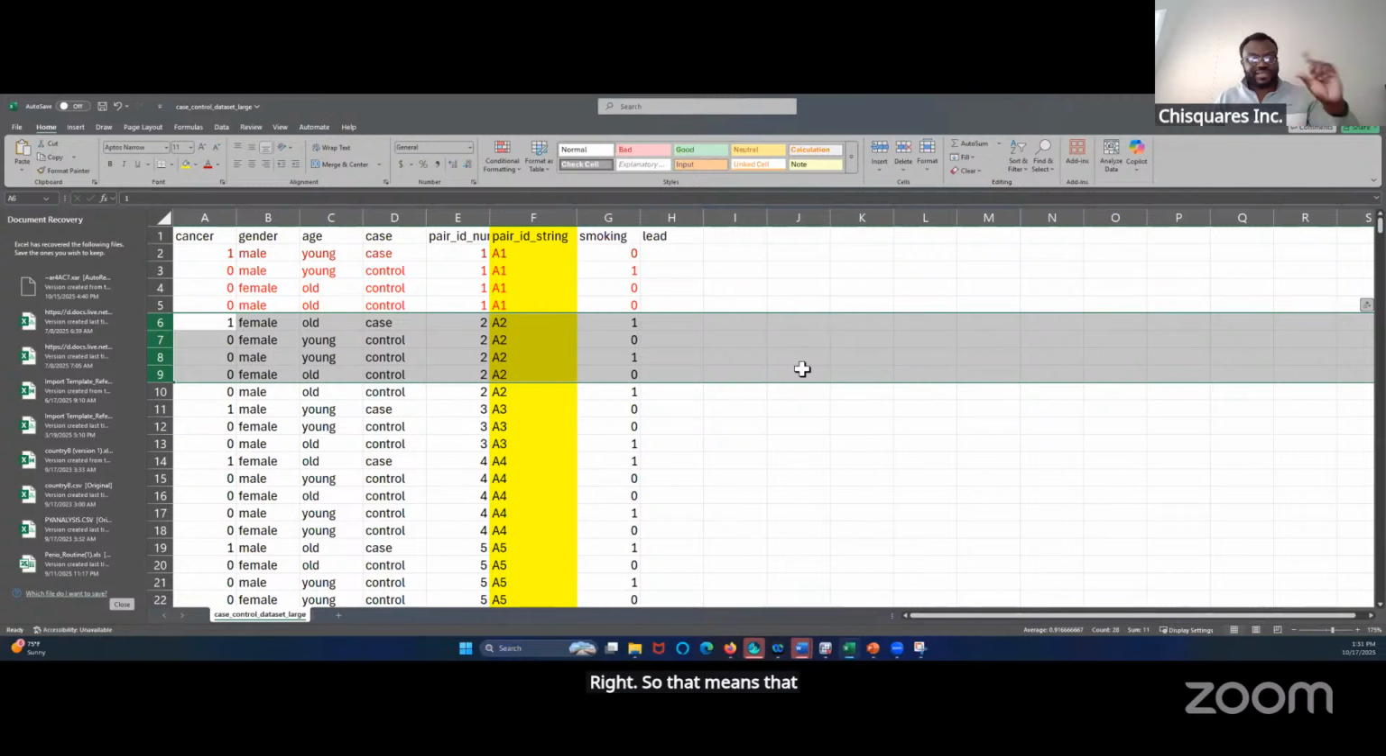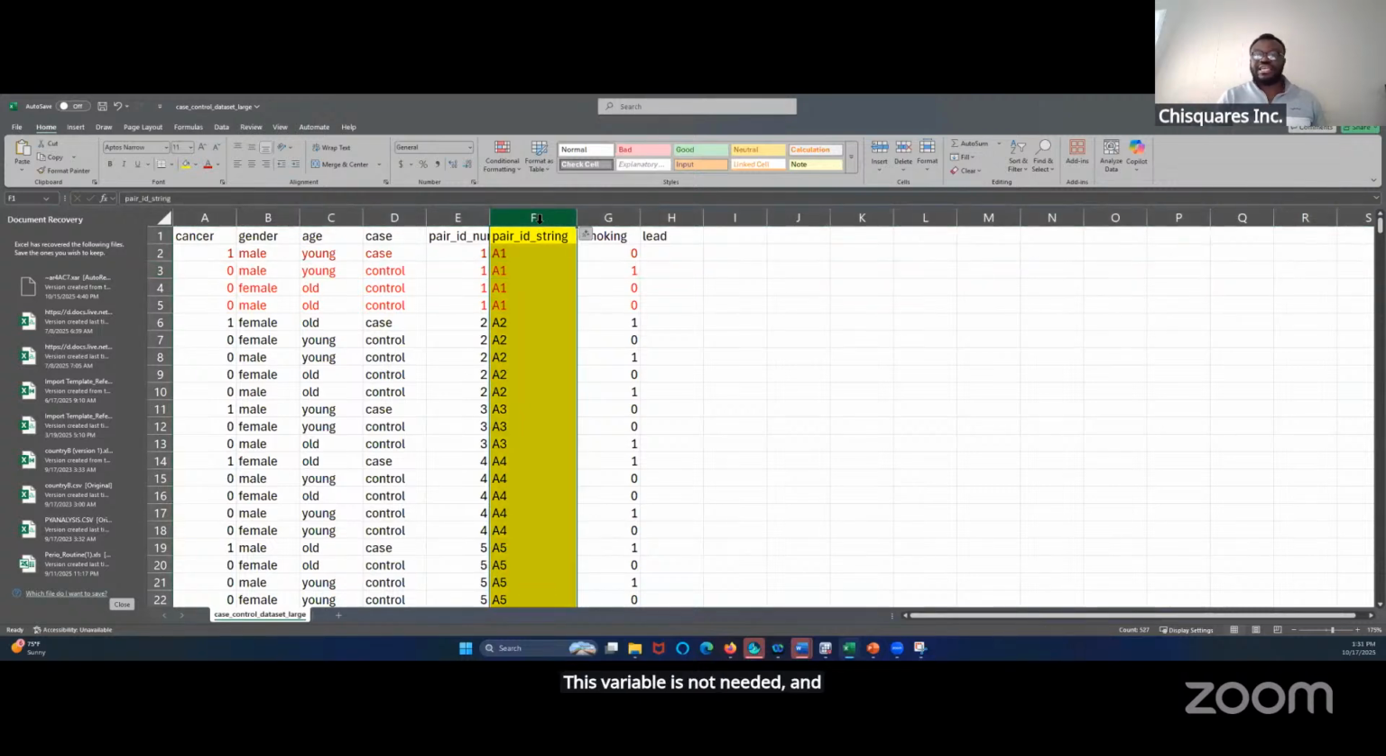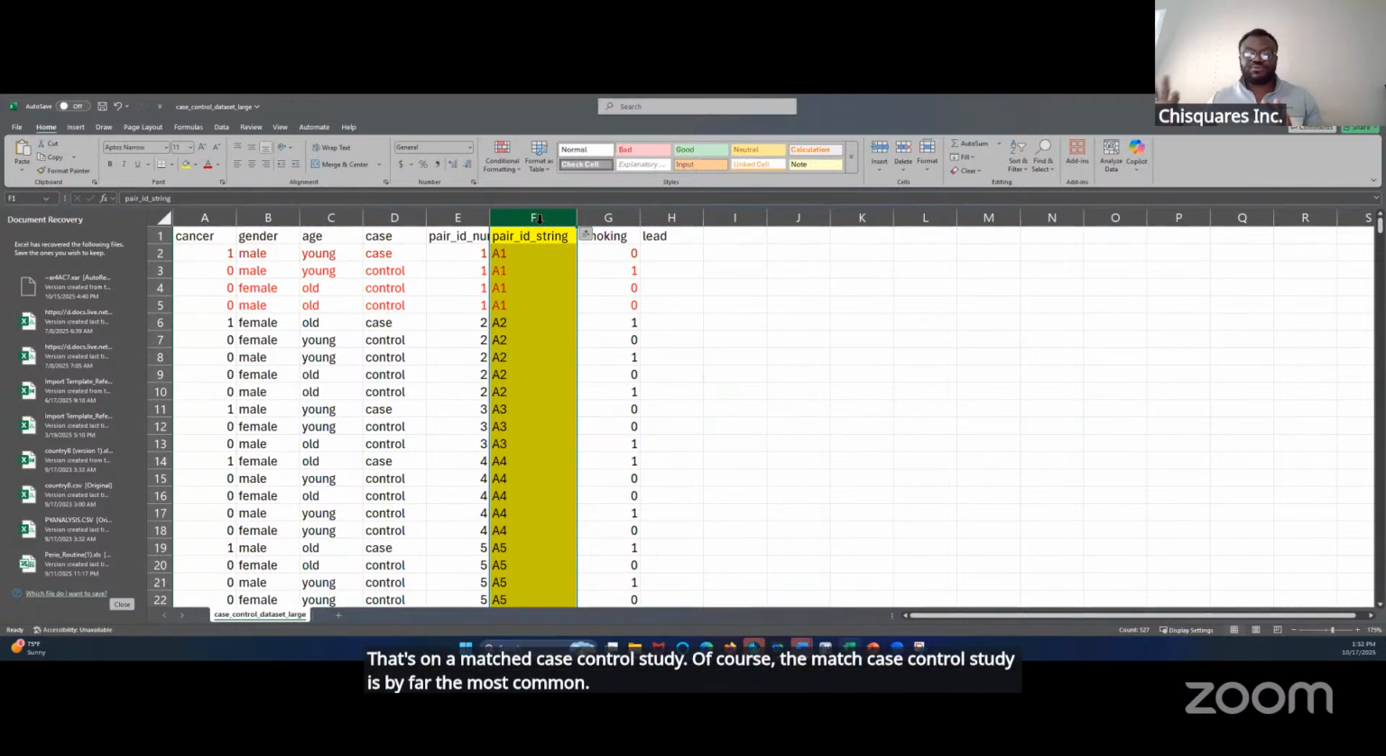So if we identify a case, we are not specifying what condition the control must be. We're just saying we're going to pick any individual who meets the inclusion criteria, regardless of where they live, regardless of the gender they are, and regardless of whatever. In that case, there's no clustering between the individuals. This variable is not needed, and a standard logistic regression will work just fine. So you'll have to know when you are doing a matched case control study. Of course, the matched case control study is by far the most common, so that's why we focused on that.